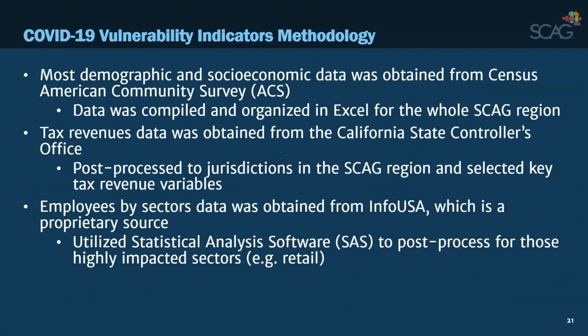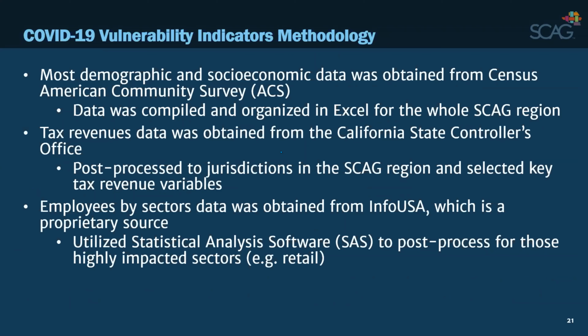So in summary, most demographic and socioeconomic data was obtained from the Census American Community Survey. The data was compiled and organized in Excel for the whole SCAG region. As you can see, there's a lot of computation power and a lot of work to obtain, collect, and organize the data into a presentable format so that we can provide this data set to you and also develop this application.